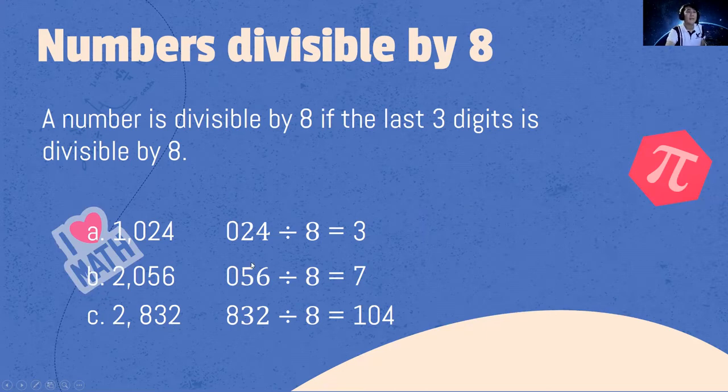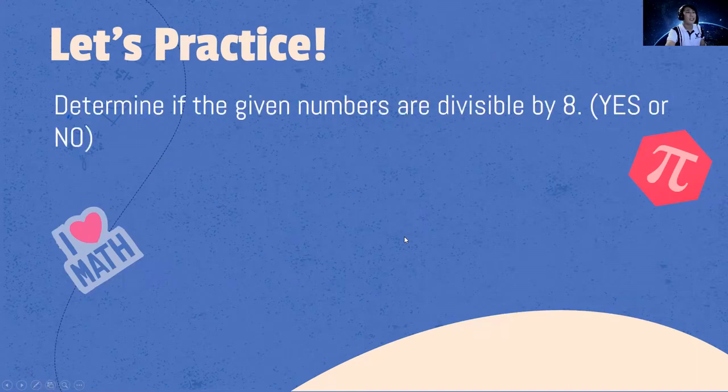As simple as that. You will know a number is divisible by 8 if the last three digits are divisible by 8. Let's practice. Determine if the numbers are divisible by 8. 1112. Is 112 divisible by 8? Yes, it is. 112 divided by 8 is 14. Therefore, 1112 is divisible by 8.